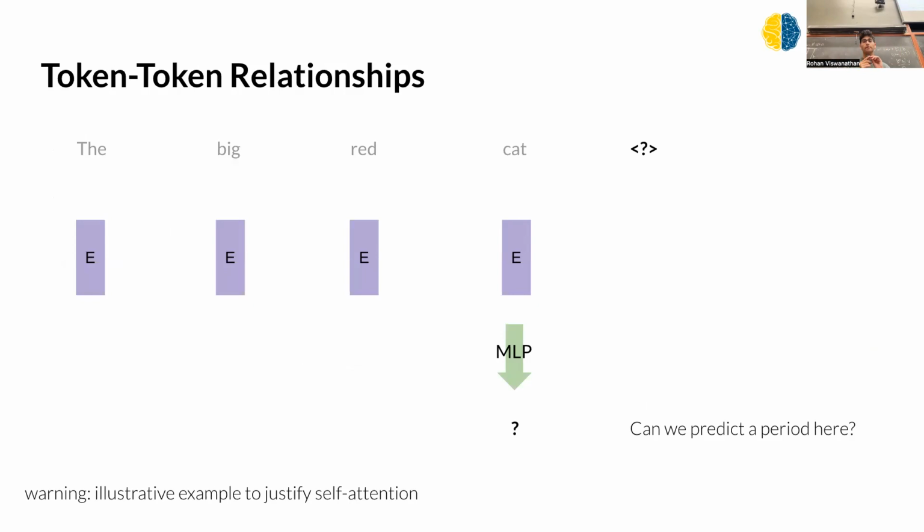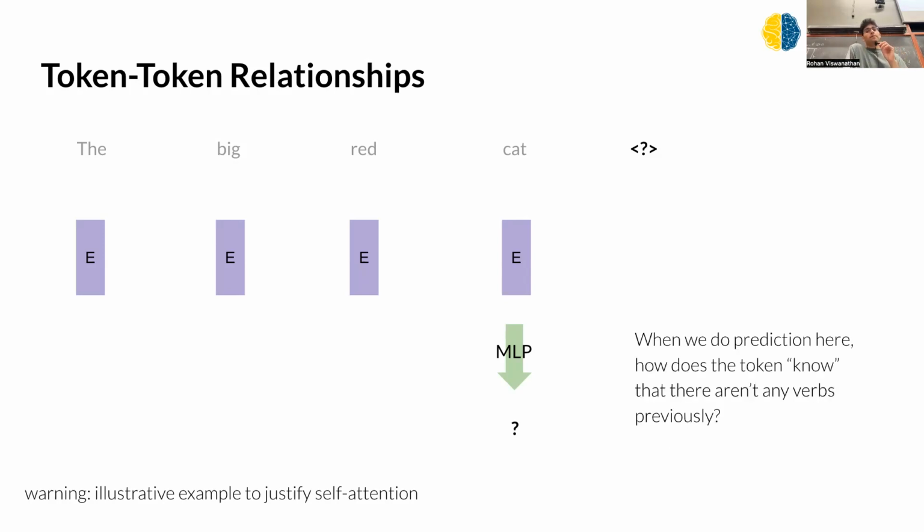How does self-attention work, right? Can we predict a period at the end of this sentence? The big red cat, period. Or do we want a verb? Maybe this sentence isn't complete, and instead of a period, we want to predict a verb like jumped, right? The big red cat jumped. How do we know what to do? When we do a prediction, how can we figure out what the next step is? We can potentially look at, were there verbs previously in the sentence, right? This is information contained in the sentence itself. If we haven't seen a verb yet, and we know that sentences generally have verbs, then it's more likely that our next token is going to be a verb than, for example, just ending the sentence with a period.